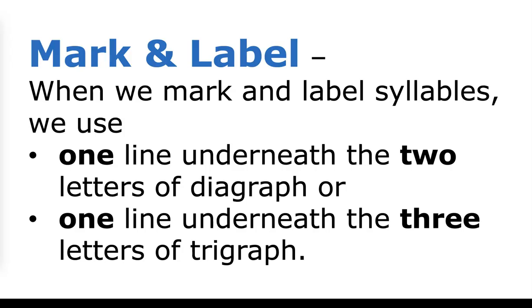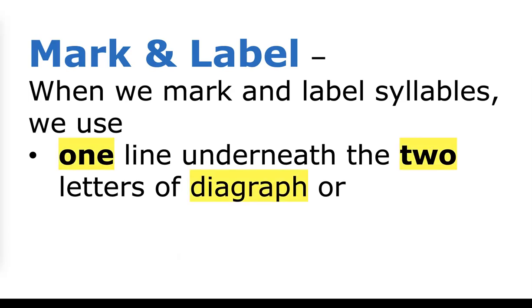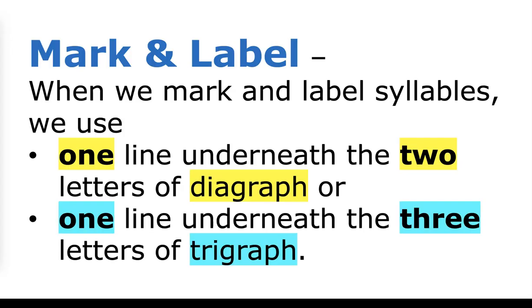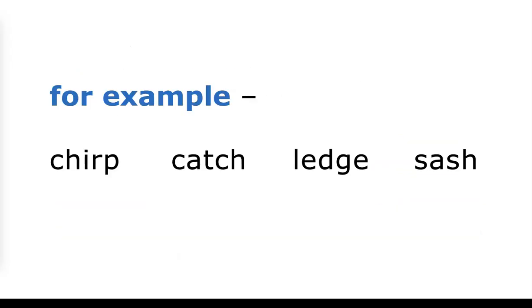When we mark and label our syllables, we use one line underneath the 2 letters of a digraph or one line underneath the 3 letters of the trigraph. Again, the emphasis is on one line underneath the 2 letters when we have a digraph, or again, one line underneath the 3 letters of a trigraph.